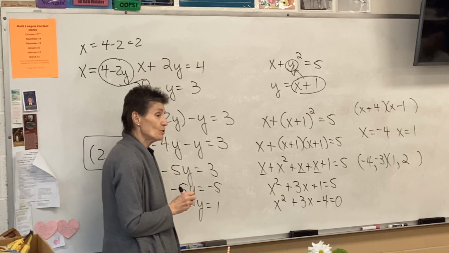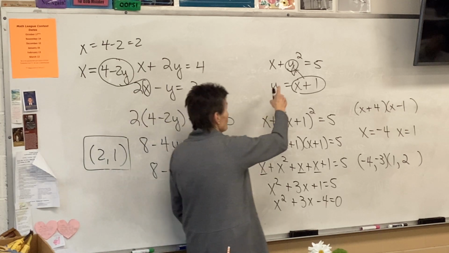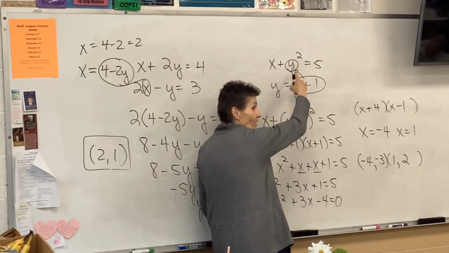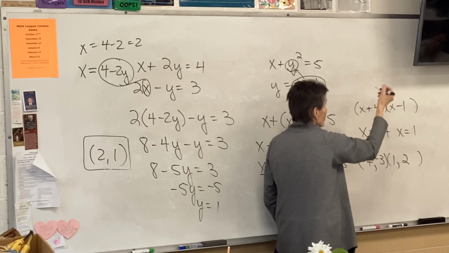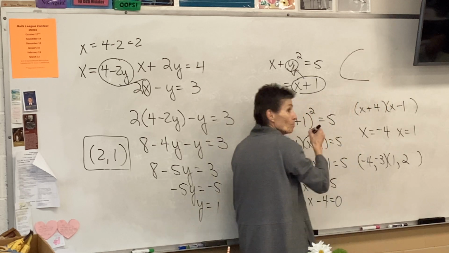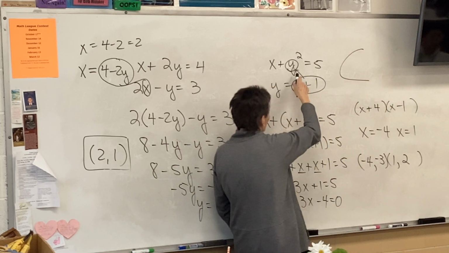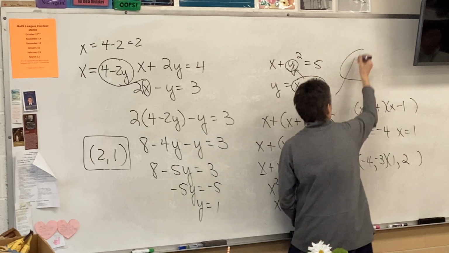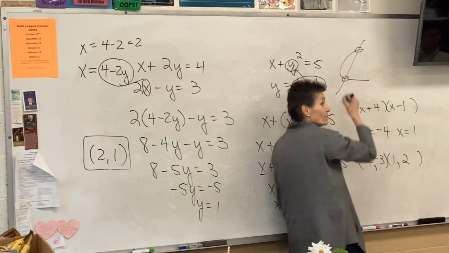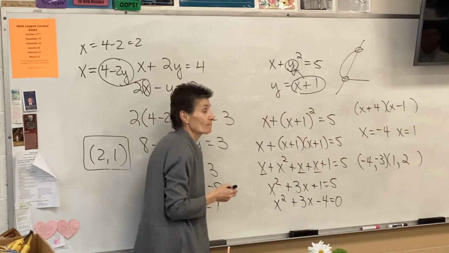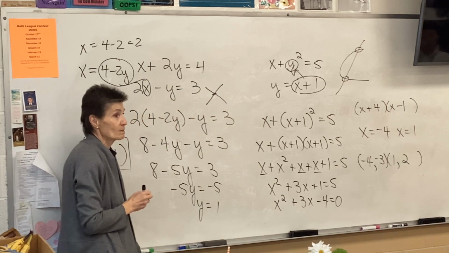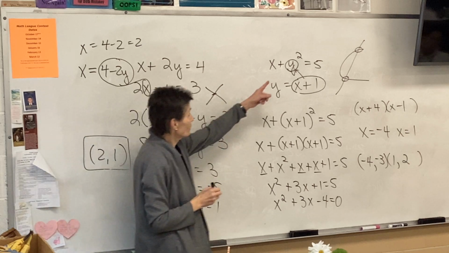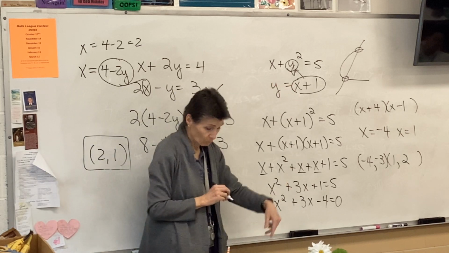Now, why are there two answers? Well, did you notice that this equation had a square in it? So it is not a line. You don't need to know this, but it's actually a parabola that opens sideways. So when I take that parabola and this line, do you see how they could intersect in two spots? Two lines can't. Two lines are going to intersect in only one spot. But when you start throwing in other shapes, you can get more than one answer.